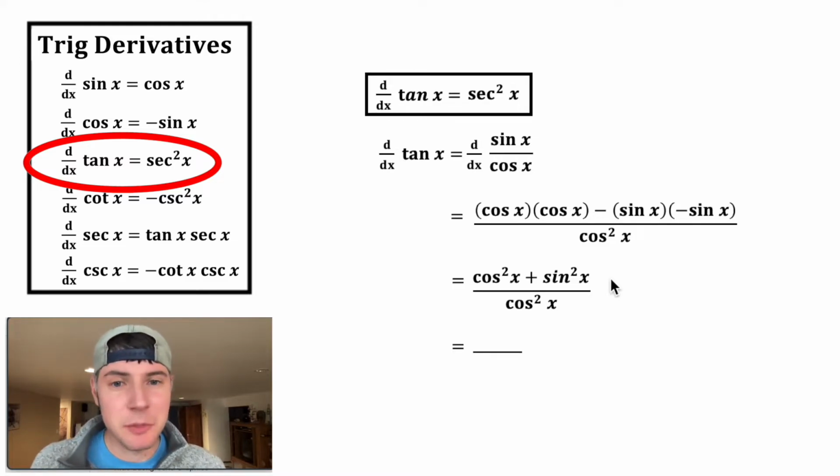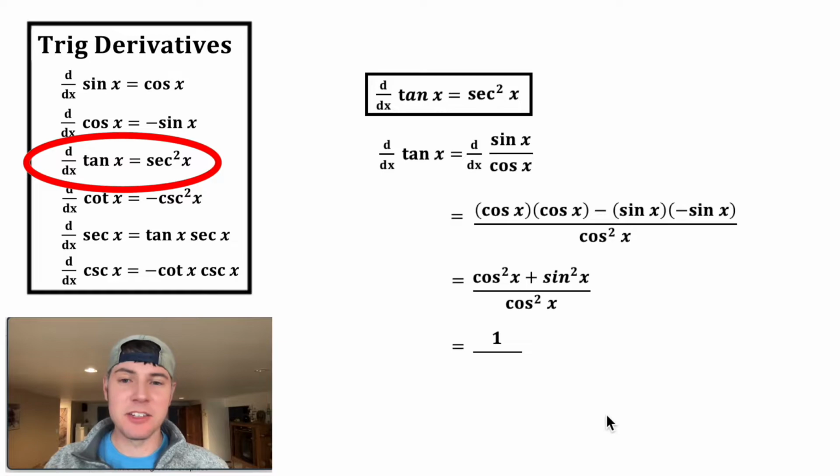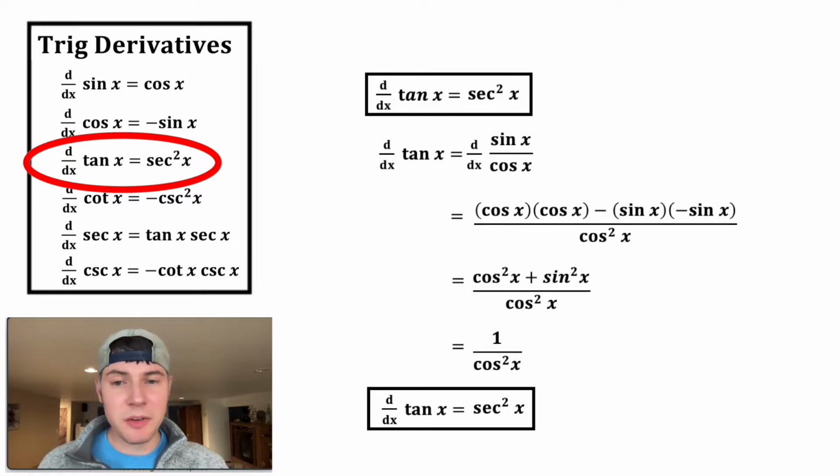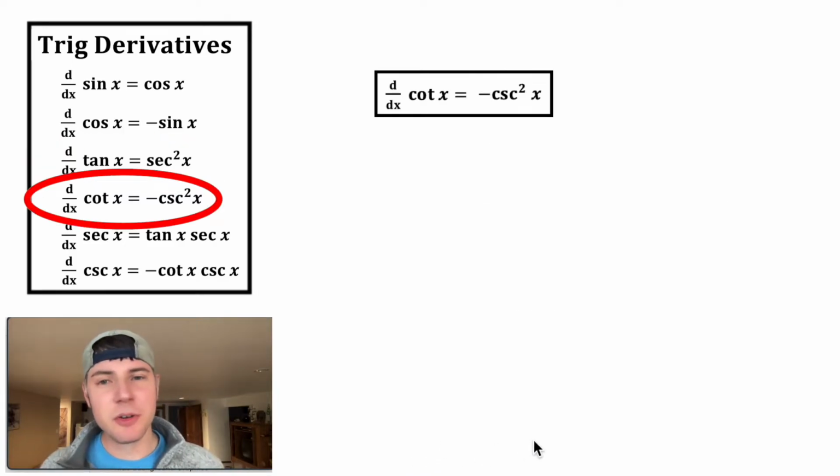Now the trigonometric Pythagorean identity says that cosine squared plus sine squared is equal to 1, and this is still over cosine squared x. 1 over cosine is secant, so 1 over cosine squared is secant squared. And this is the reason why the derivative of tangent of x is equal to secant squared x. How exciting. Next, let's do the derivative of cotangent of x equals negative cosecant squared x.